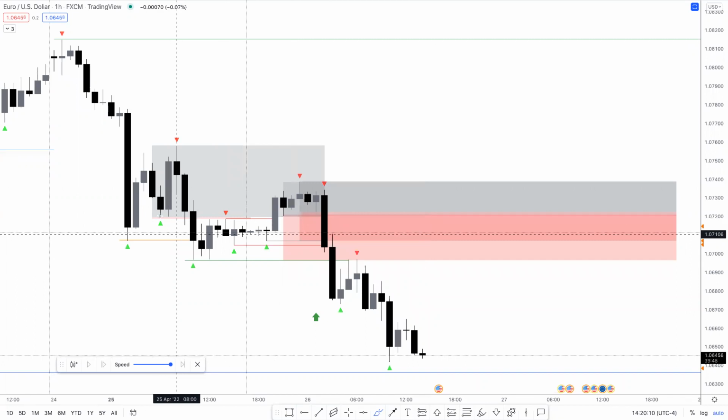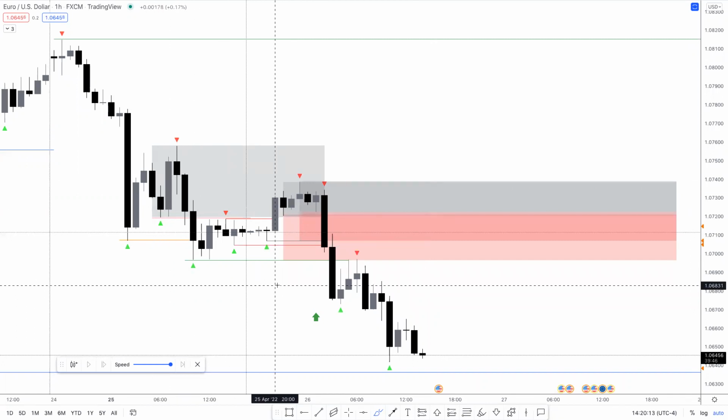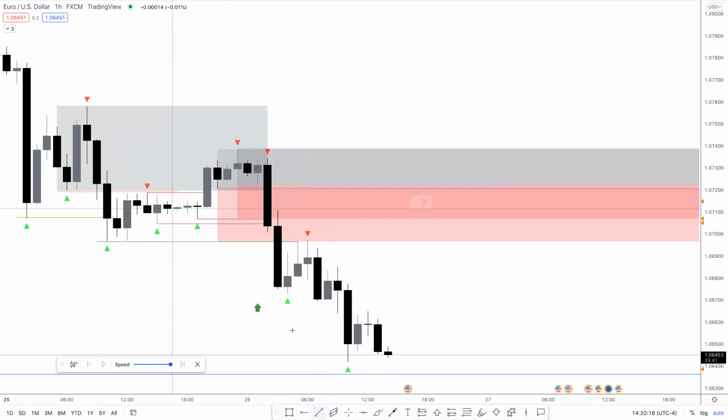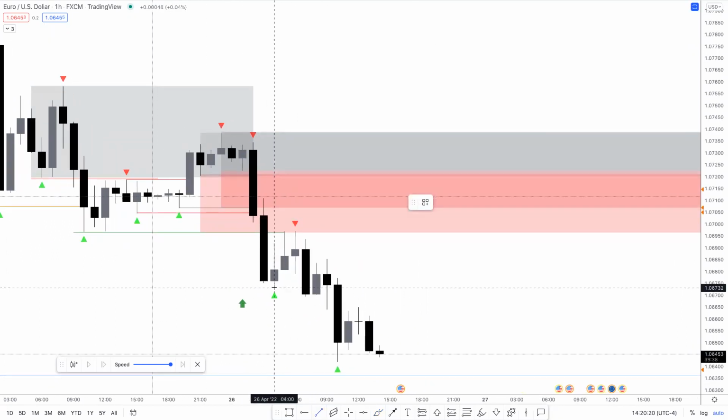Fortunately, we have fractals to tell us where every single high and low is in the market. You don't even need to really search for it, right? As long as you just understand these ideologies and concepts, you should be fine.